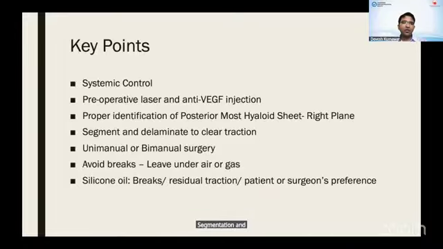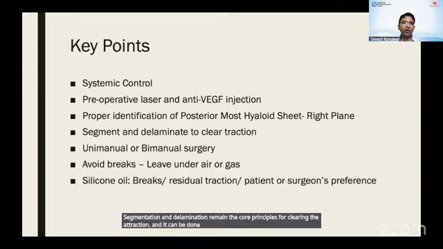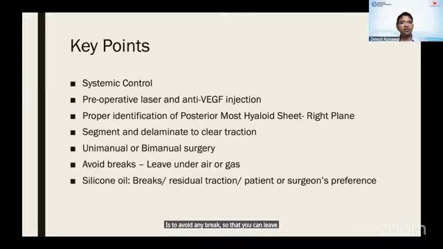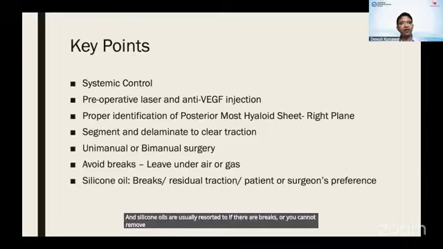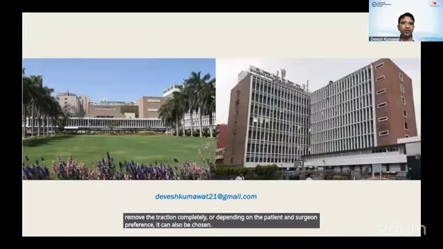Segmentation and delamination remain the core principles for clearing the traction, and it can be done unimanually or bimanually, as I've shown. And the prime objective, other than removing the traction, is to avoid any break, so that you can leave these eyes under air or even gas. Silicone oils are usually resorted to if there are breaks, or you cannot remove the traction completely, or depending on the patient and surgeon preference, it can also be chosen. Thank you.